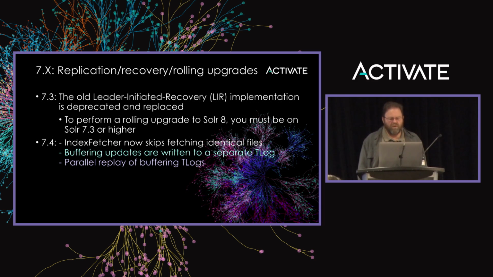In 7.4, I should have mentioned that DOT has a talk on that in the conference. I'm not sure if that's happened yet. So if you're interested in that topic, I'd look that up. In 7.4, the index fetcher skips fetching identical files, so it doesn't have to pull over information that it's already got, speeding up replication as a result.